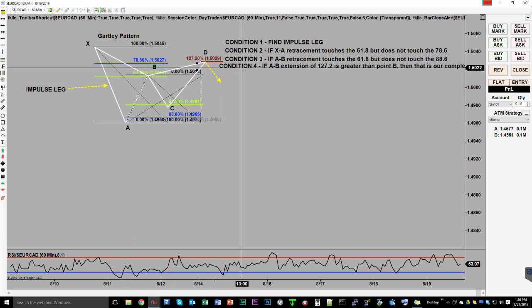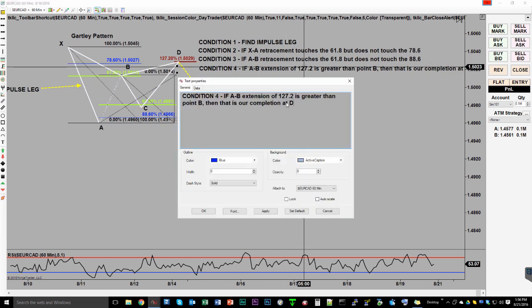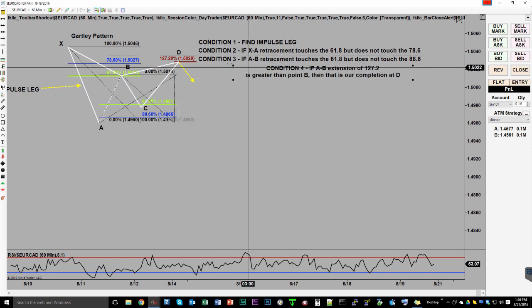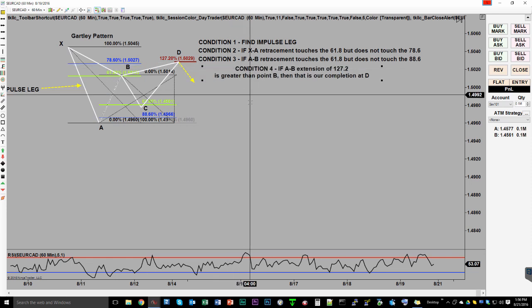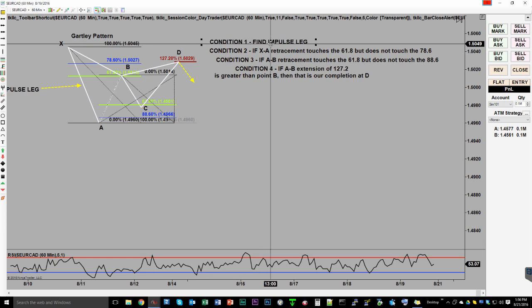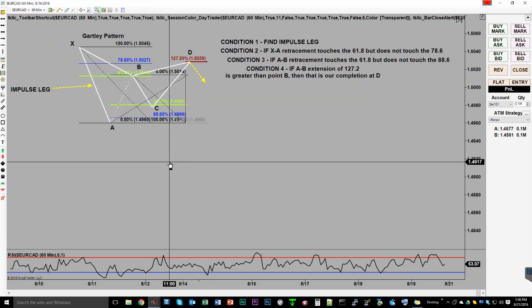Let's go ahead and move this over, and then we'll go ahead and move this over. Can't quite see it, guys. Let me go ahead and shorten this up a bit so you guys can see the whole rule set. Let's try that. There we go. Condition 4. Let's go ahead and put it right there. Okay. 1, 2, 3, and 4. All right. So that's it. That is the Gartley pattern.